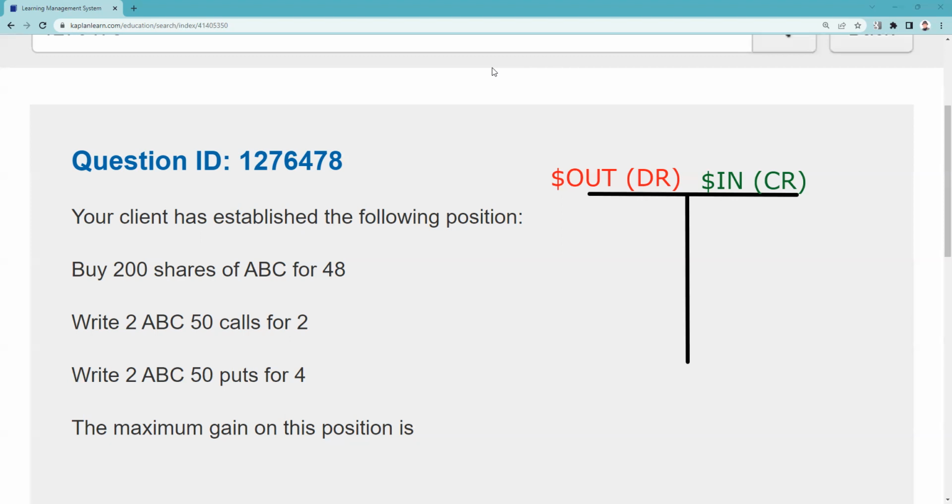All right, so here we go. There's where I paid for the stock. Customer paid for the stock, 48 per share. We brought in 2 points for the 50 calls. We brought another 4 points for the put. So that's what I call the initial setup.